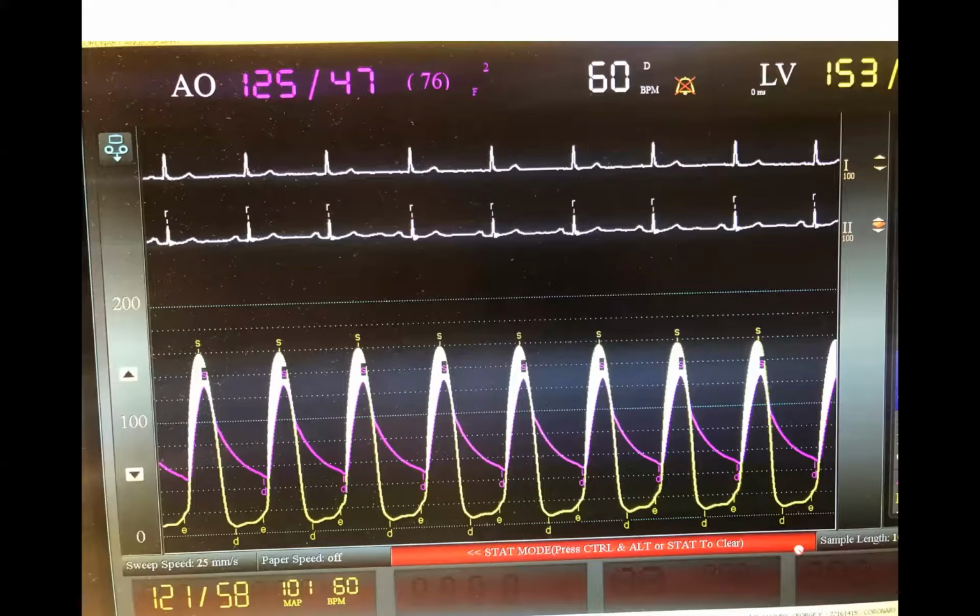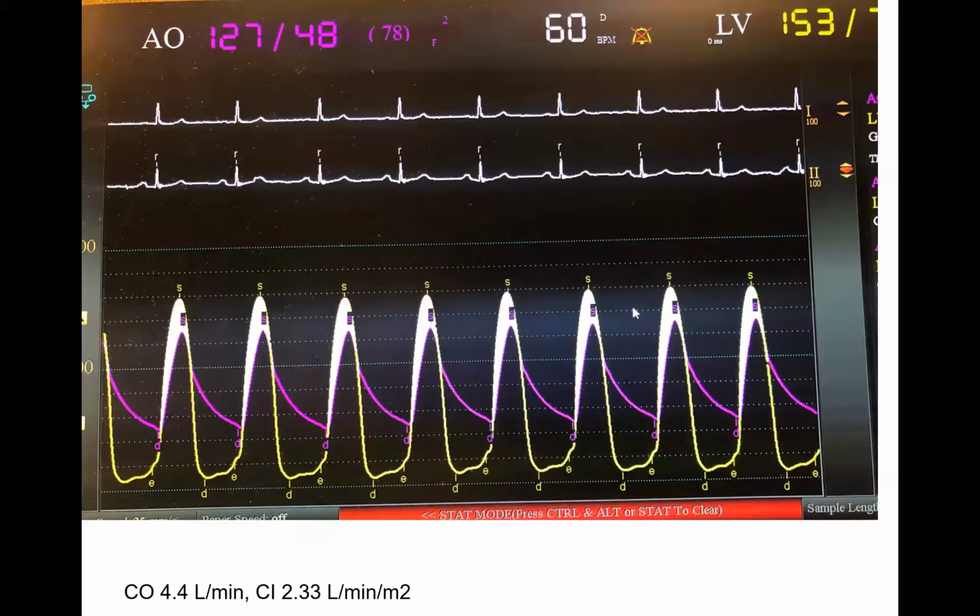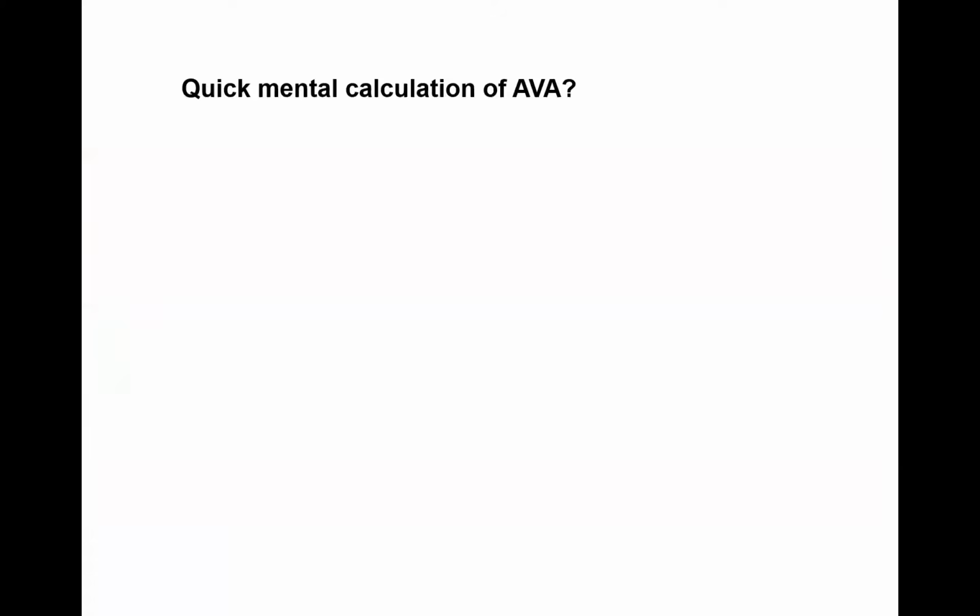That's important because now we see this simultaneous gradient. Now we have to measure the valve area. Okay, so I'm going to give you more numbers. Cardiac output is 4.4, cardiac index is 2.33. So what is the valve area here? Can anybody do quick math?